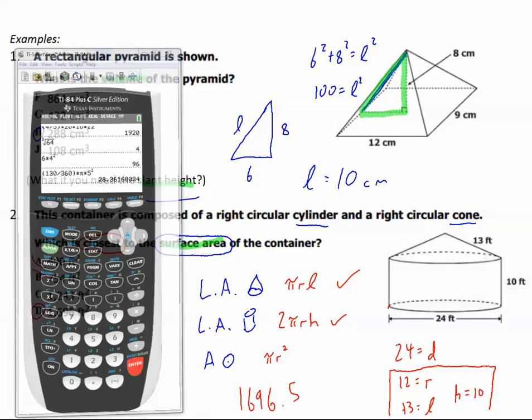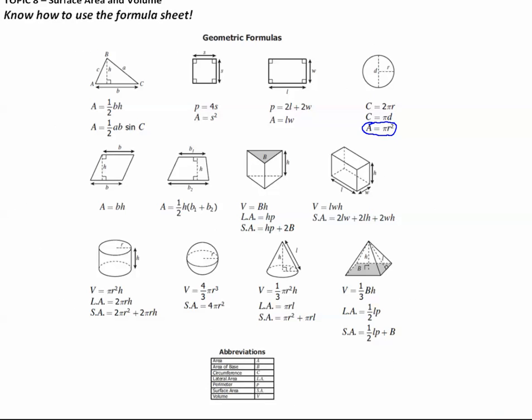Don't let the formula sheet scare you. This is such a powerful tool. It gives you so much information that you should be happy you don't have to memorize all this. But if you don't know how to use it, it's very difficult. It can be intimidating, but try the next few problems. I guarantee you, you will do just fine. Good luck.